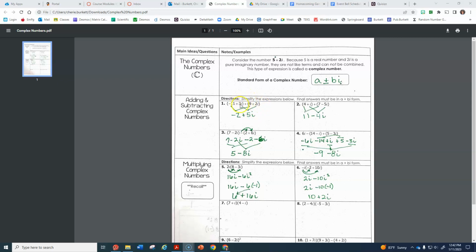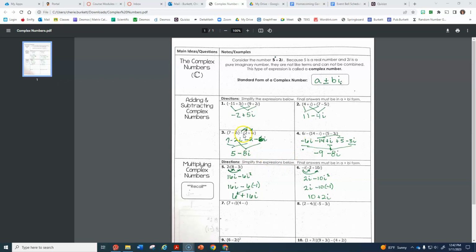Since we're combining, which means either adding or subtracting, we don't change the exponent on here. It just stays a 5. Same thing is true here. I've got 4 and 7 combined to make 11, a positive 1 and a negative 5 combined together to make a negative 4. So the final answer here is 11 minus 4i.